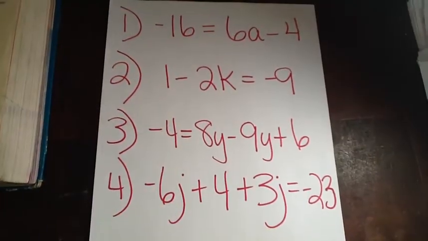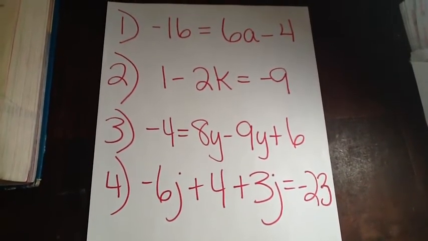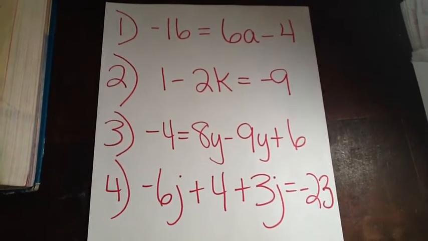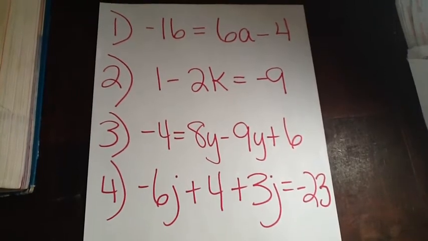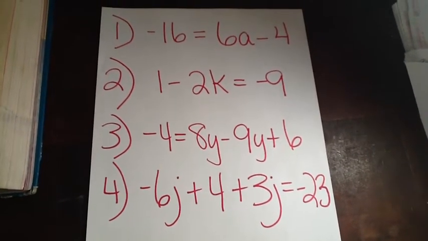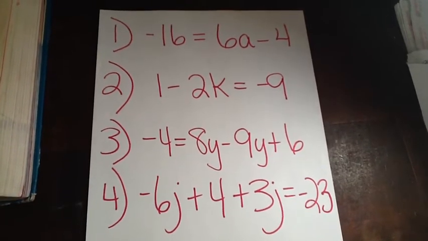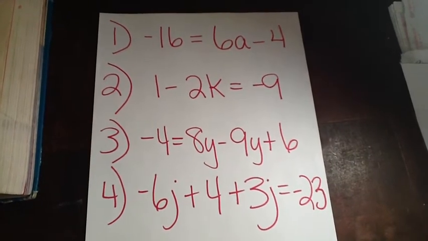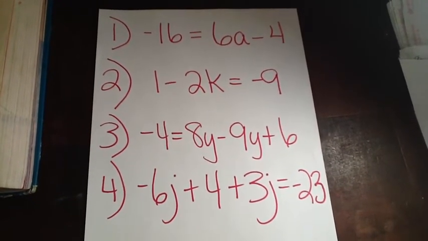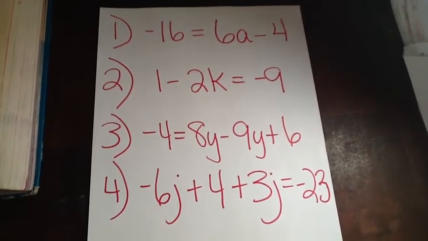4 problems to solve for me. The first one is negative 16 equals 6a minus 4. Number 2 is 1 minus 2k equals negative 9. Number 3 is negative 4 equals 8y minus 9y plus 6. And number 5 is negative 6j plus 4 plus 3j equals negative 23.